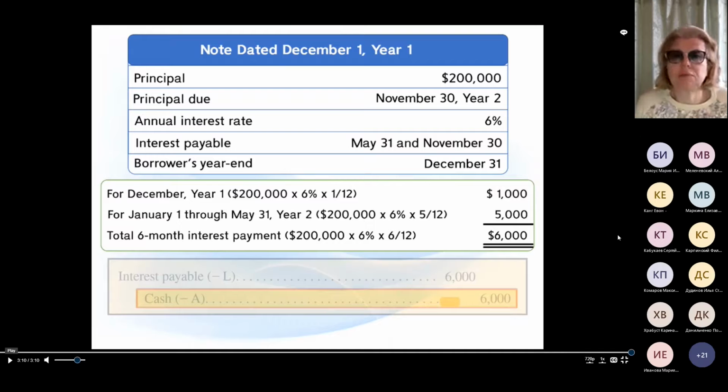So, dear students, very good video. I can say that it is more technical. Everything is explained in the case. But what is the main conclusion? What is the summary? When you treat interest, you should recognize interest expenses in accordance with time.